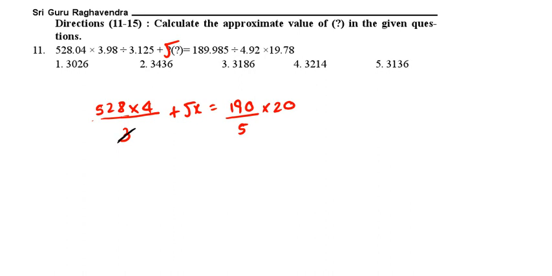So what is the difference? 300 is how much less than 360? 300 is less than 360 by 60. 60 is the correct answer. Option 4, 60 is the correct answer.